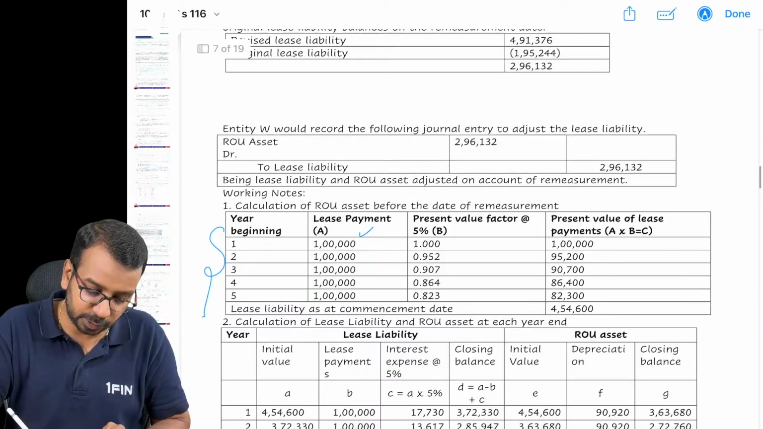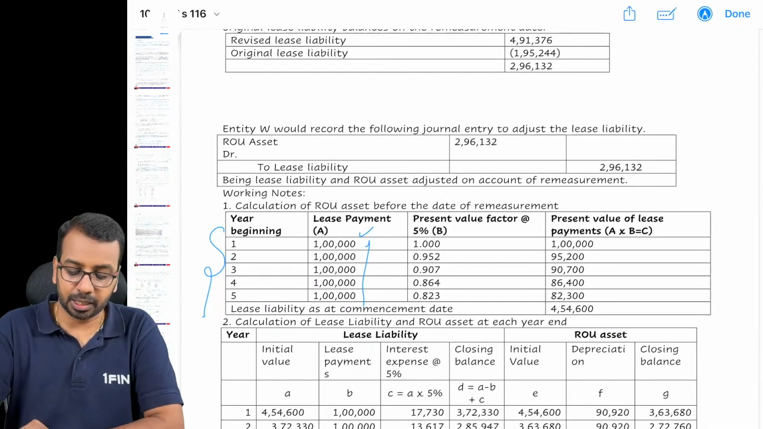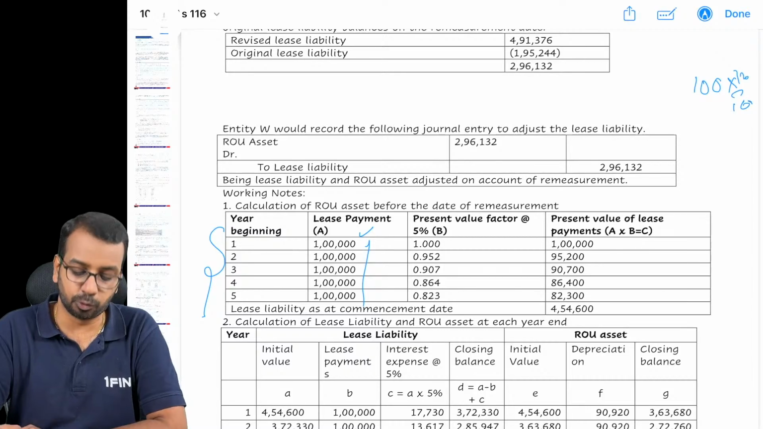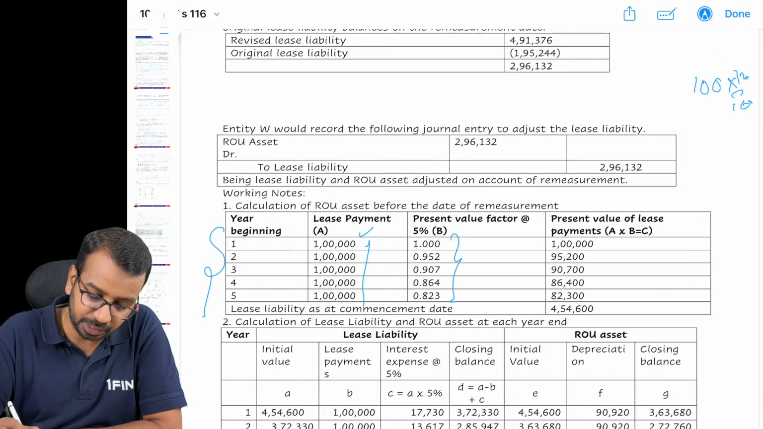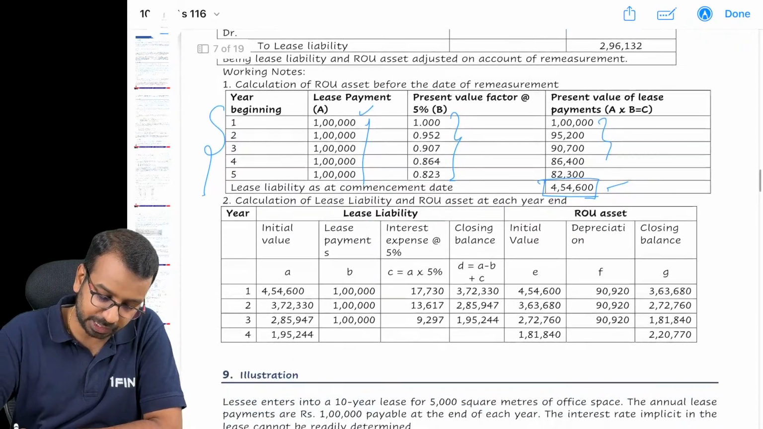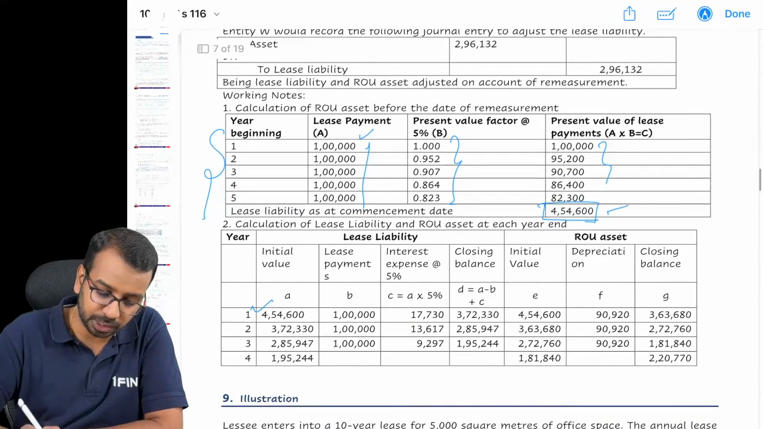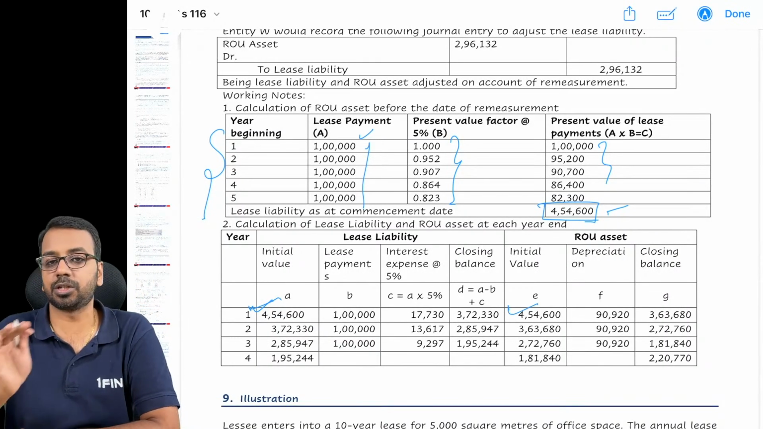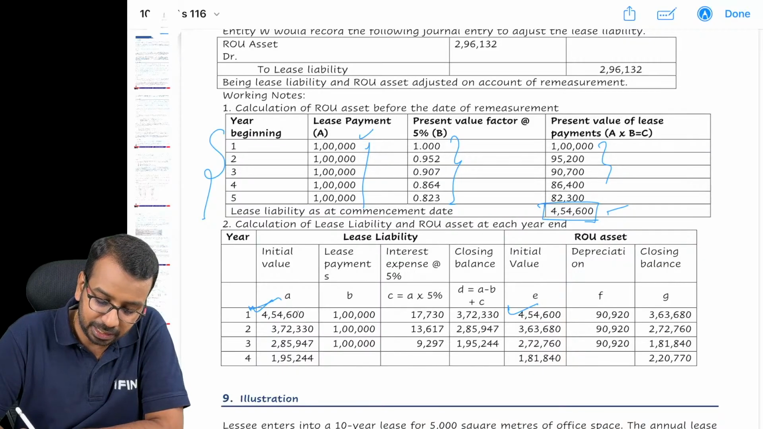So you have a lease payment of 1 lakh. So basically what happens is 1 lakh into 120 by 120, that's how you will do. Present value factor at 5% and present value of lease is 454. This will be a right of use asset, and 454 is your lease liability, and 454 is your right of use asset. Every year lease payment and interest expense, you get the closing balance.